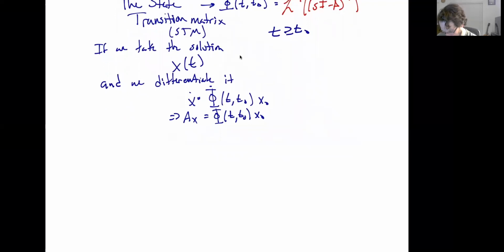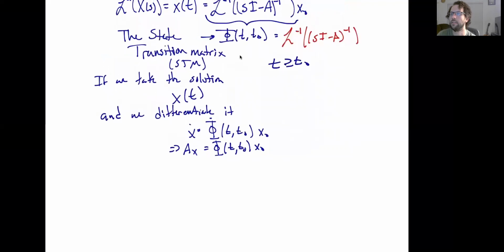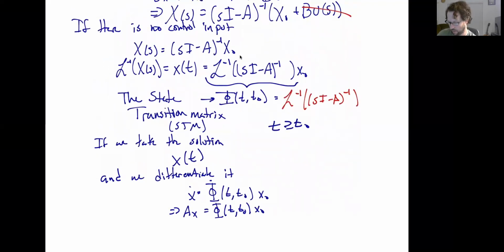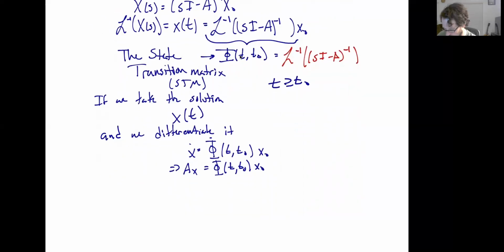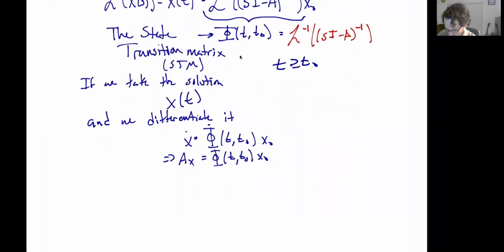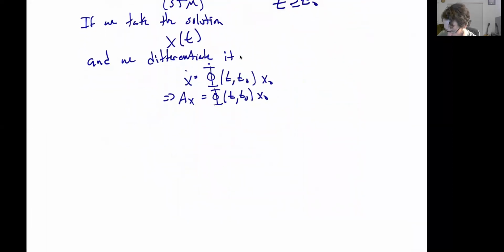And then now x here, x again is defined through this solution here. So that gives us, bring back my guy here. So this gives us A times phi of t naught. And this is equal to the derivative of phi of t, t naught times x naught.